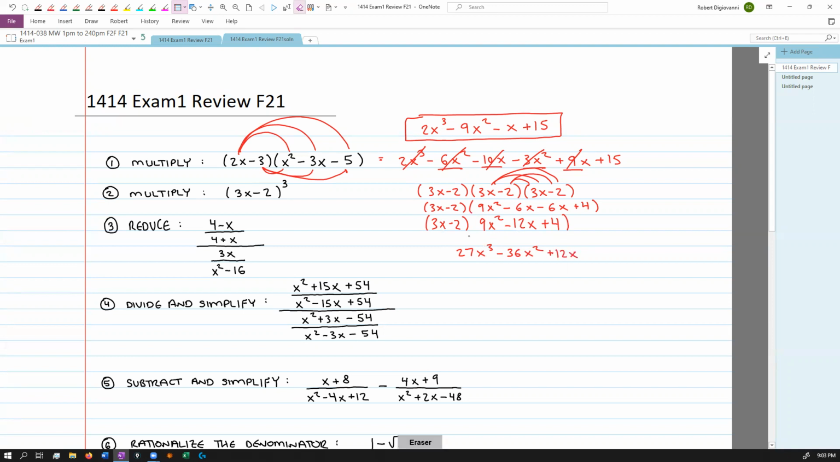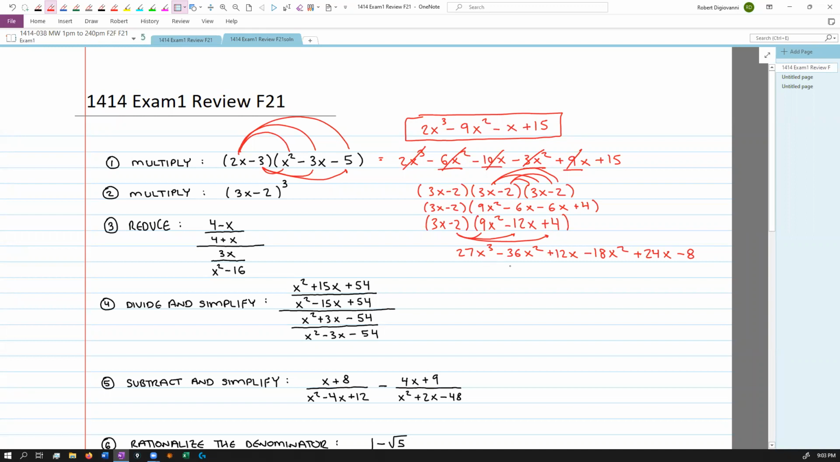Okay, now I'm going to move to the negative 2 there and multiply through. We get negative 18x squared. And negative 2 times negative 12x gives me plus 24x. And finally, negative 2 times positive 4 gives me negative 8.